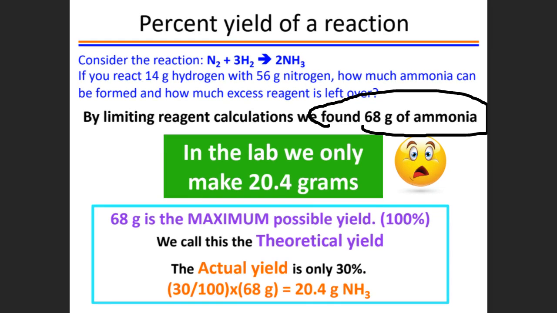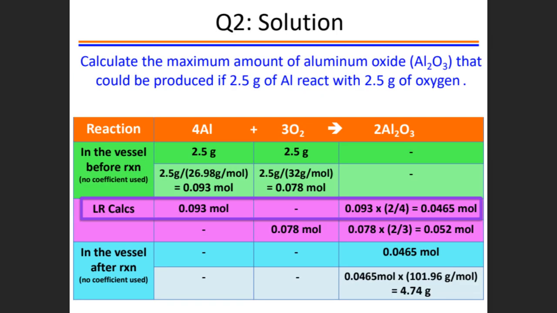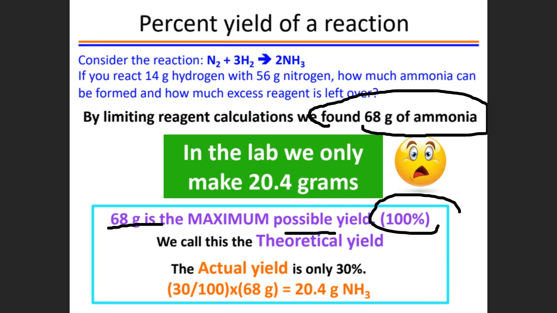Okay. In this 68 gram ammonia, they got it, and the yield is 100%. This is the same that we did last time. They find the 68 gram. They told you, okay, let's see. Even if you calculate, we can find it. So this is called the theoretical yield.